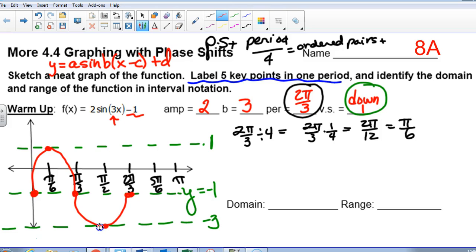Do you need me to write out the ordered pairs, or you can tell from the graph? We okay? Just be careful you don't label like pi over 3, 0, right? It's pi over 3, negative 1.